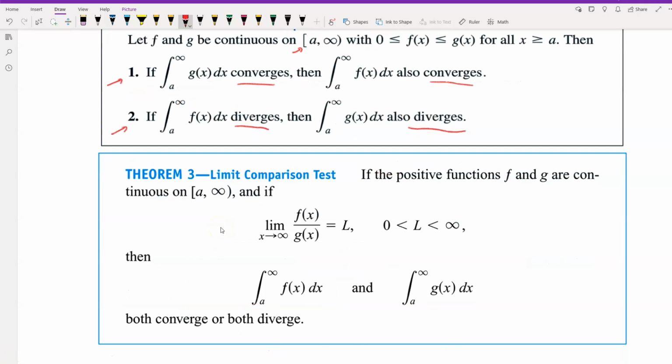Theorem 3, limit comparison test. If the positive functions f and g are continuous on [a, positive infinity), and if the limit of f of x divided by g of x as x approaches positive infinity is equal to L, where L is between 0 and positive infinity, then the integral from a to positive infinity of f of x dx and the integral from a to positive infinity of g of x dx both converge or both diverge.